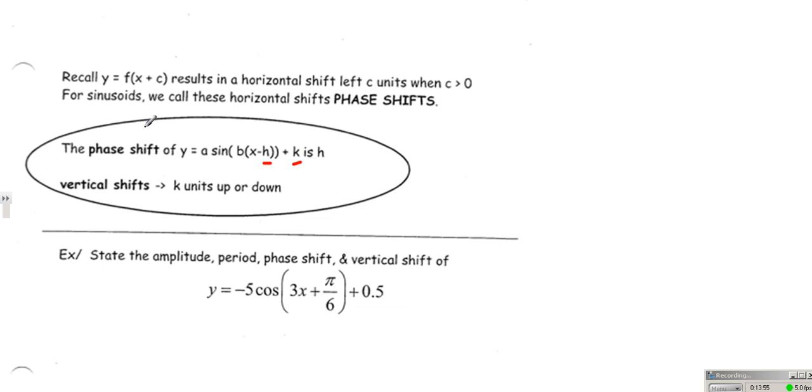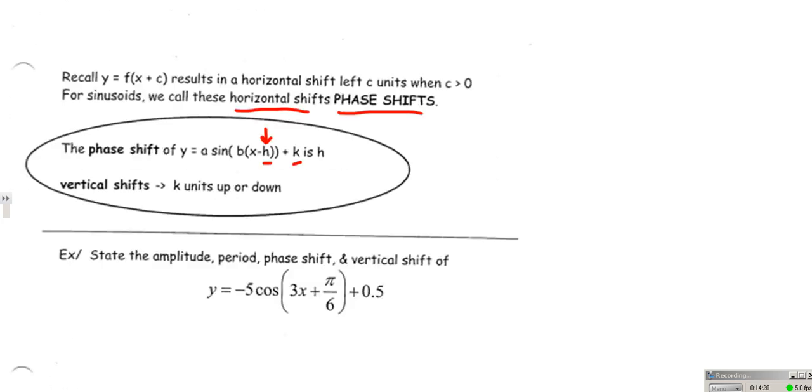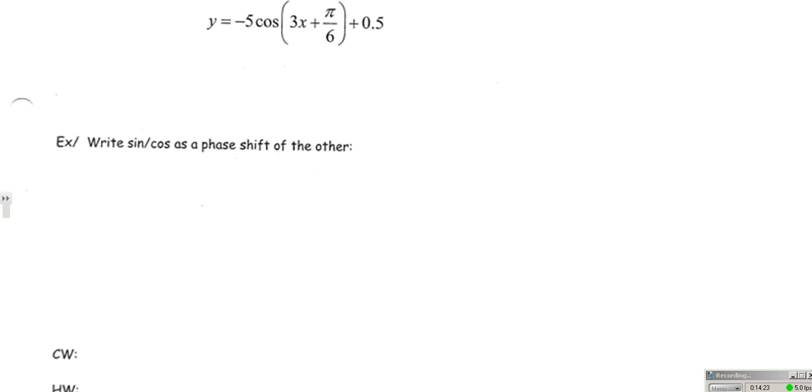Our horizontal shift, we're going to call a phase shift for trig functions. And vertical shift is still just a vertical shift. So the k on the end is still our vertical shift up and down, and our h value is still our horizontal shift right and left. All right, let's put all these together. Let's look at one example with a whole slew of different transformations.